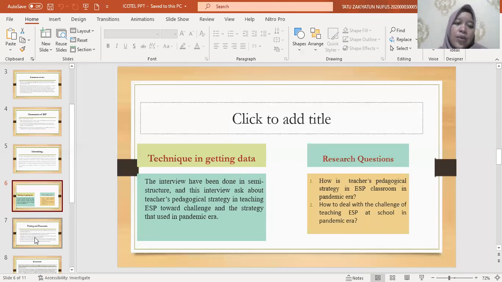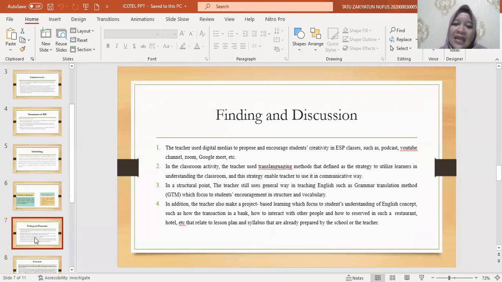Well, so here are the findings and discussion. After I got the data, I found similar findings. The first one is that the teacher used digital media to encourage students' creativity in ESP classes, such as podcasts, YouTube channels, Zoom, Google Meet, etc. And the second point, in the classroom activity, the teacher used the translanguaging method, defined as a strategy to utilize learners' languages in understanding the classroom.